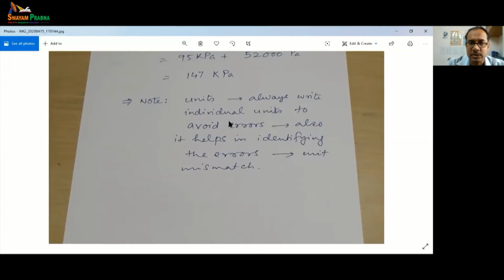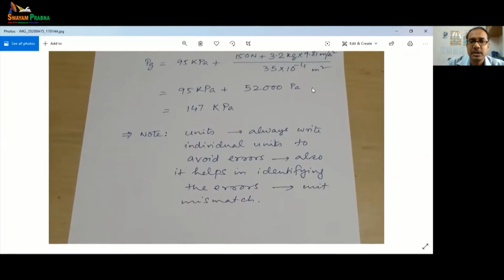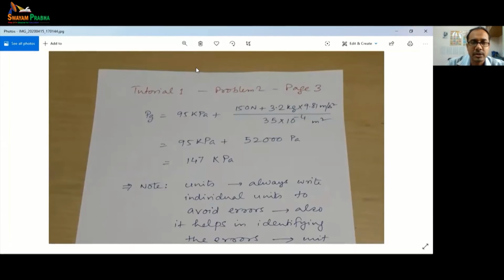This is the point I have written here as well, which we will consistently follow throughout this tutorial series: always please write the individual units to avoid any error, and also that will ensure that you will be given part marking. Without a unit, a number does not mean anything to a scientist, to an engineer. So please write the individual units. That will help you identify the errors due to unit mismatch and all.